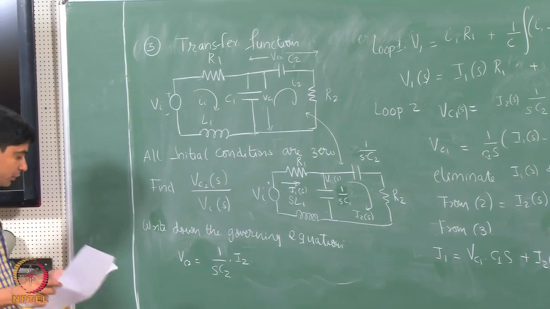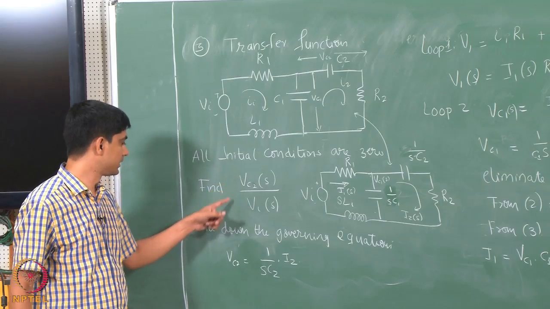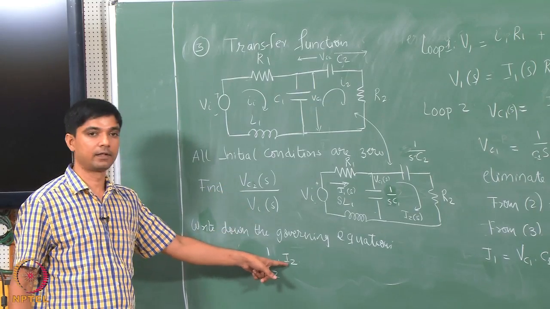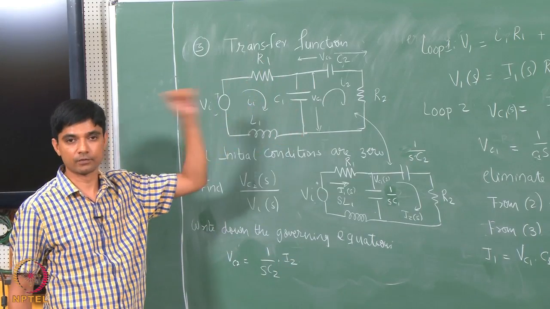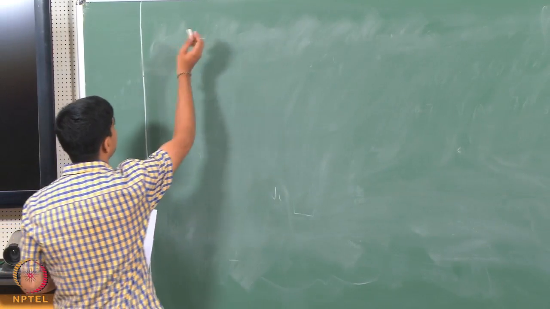You could do the remaining thing as an exercise, to find Vc2 by Vi, given that Vc2 can be written as an expression like this. It is just the same steps that we will follow. Okay, so the last problem for today.